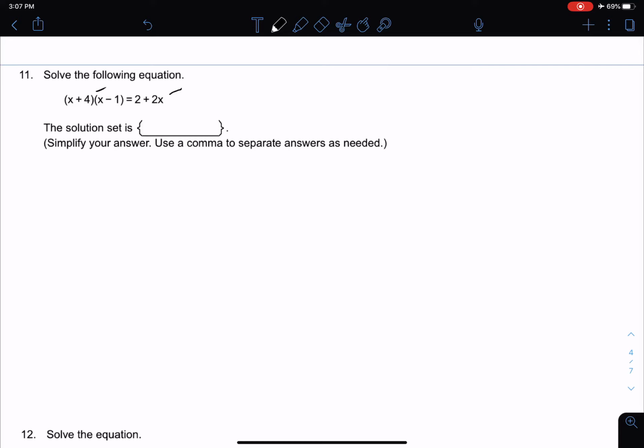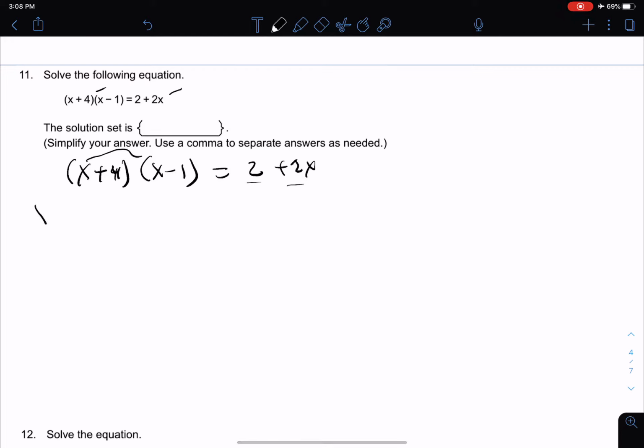So let's start this thing off here. This says x plus 4 times the quantity x minus 1 equals 2 plus 2x. And I got to just blow this up by multiplying the left side out. Unfortunately, I can't take advantage of that factoring because I need to combine my like terms. I need to have it equal to 0.